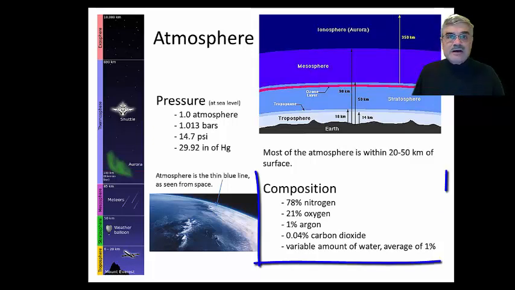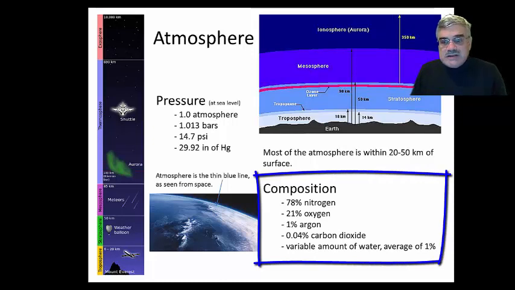But let's first talk about the composition of our atmosphere on planet Earth. It's made mostly of nitrogen, the gas nitrogen. 78% is nitrogen, followed by 21% being oxygen. And then notice a big drop into 1% of argon, and then much, much smaller amounts of all the other gases that exist in the atmosphere, including carbon dioxide, 0.04%.